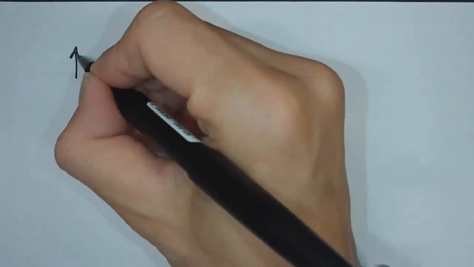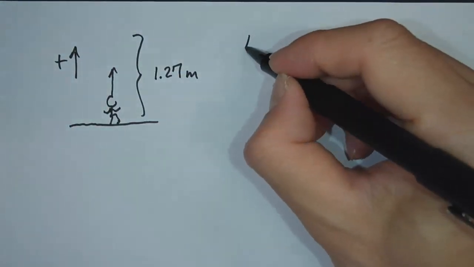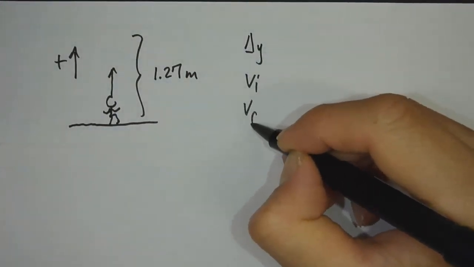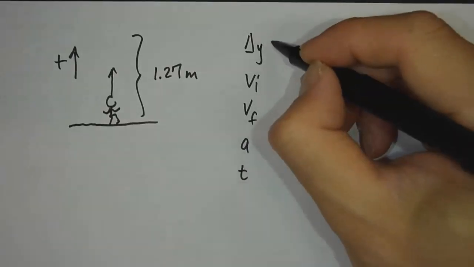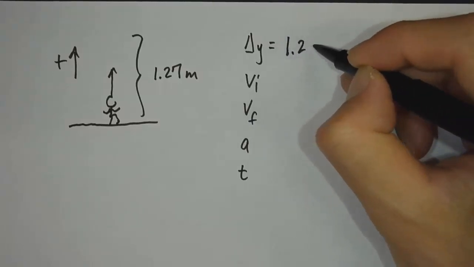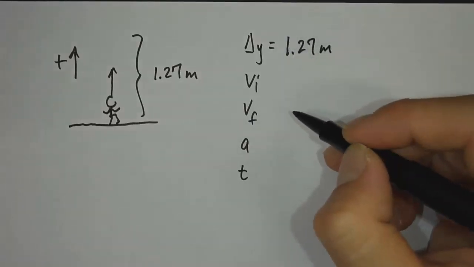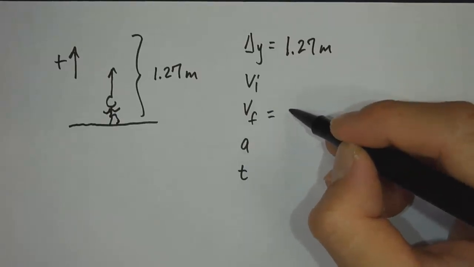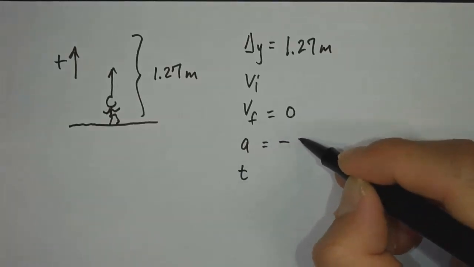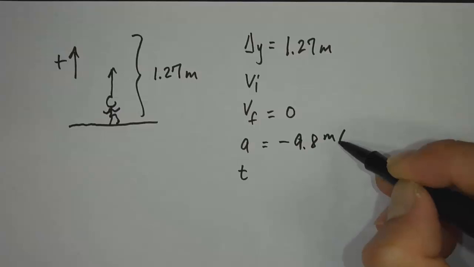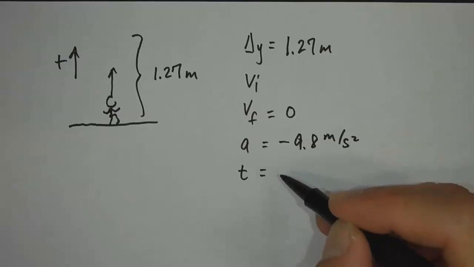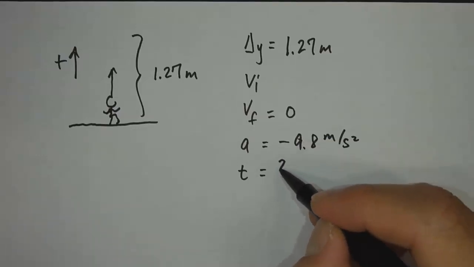We're going to make up positive. And so now we're going to set up our chart, which is delta y, vi, vf, a, and t. Okay, so this player jumps up to a height of 1.27 meters. At the peak height, the player has 0 velocity. The acceleration is negative 9.8 because I'm making up positive. And we're trying to figure out what the hang time is. So we don't know what the hang time is.